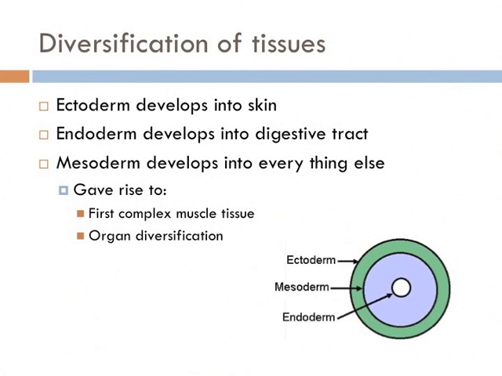Most animals you think about are triploblasts, and this is where the mesoderm gives rise to all the other inner organs of an animal, that is, other than the digestive tract. So in humans, this includes organs like the heart, lungs, and even the brain.